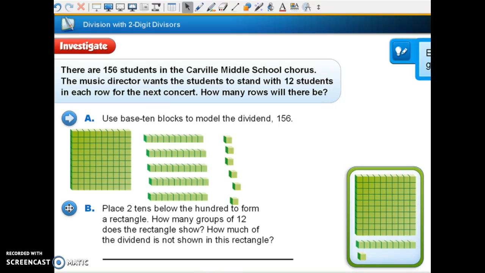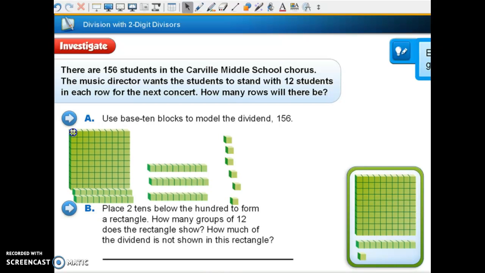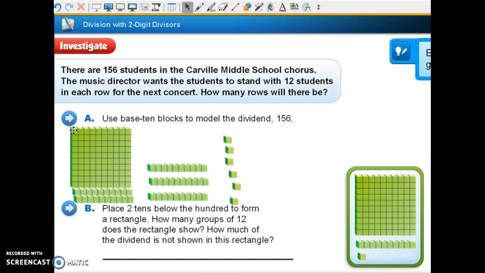Place 2 tens below the hundreds to form a rectangle. How many groups of 12 does the rectangle show? Why are we placing 2 of these below this? To make each of these columns 12, right? So this is a column of 12, this is a column of 12, 12, 12, all the way across till we get over here. They're all columns of 12. Okay?